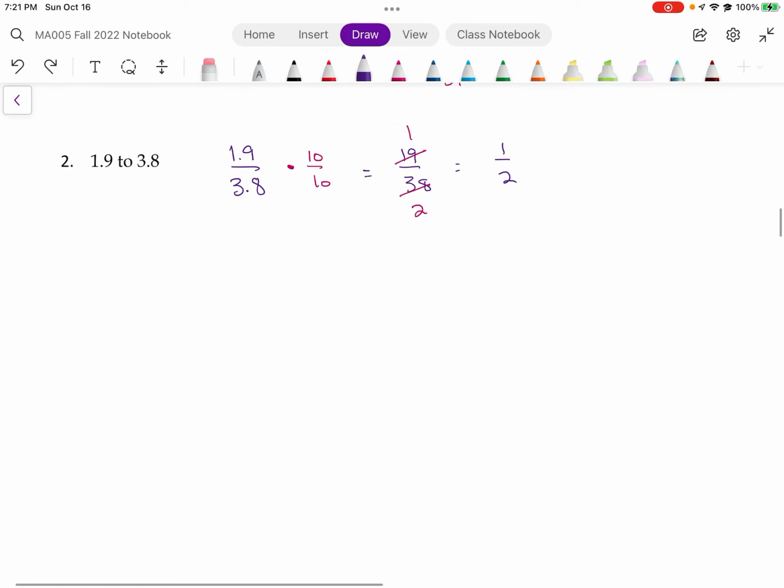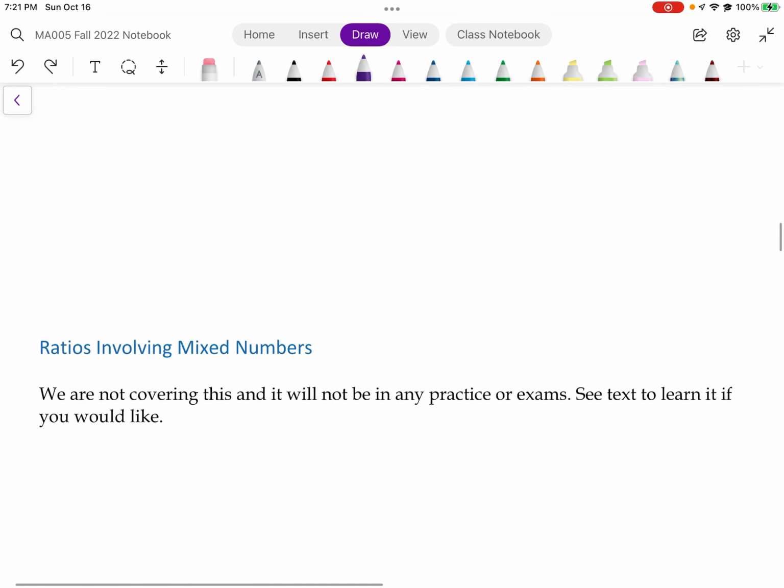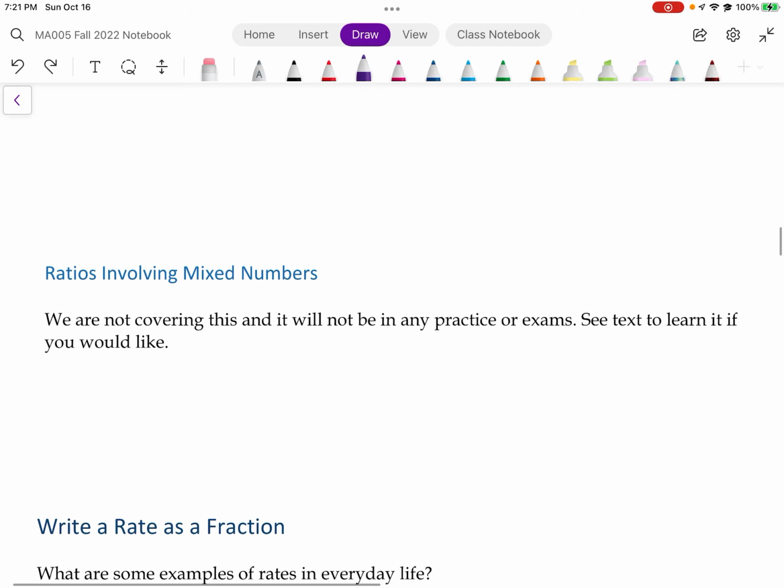All right, moving on. Ratios involving mixed numbers, we are not going to cover this, and it will not be in any practices or homeworks or exams or anything. Not in the knowledge check, nothing. See the text if you want to learn it.